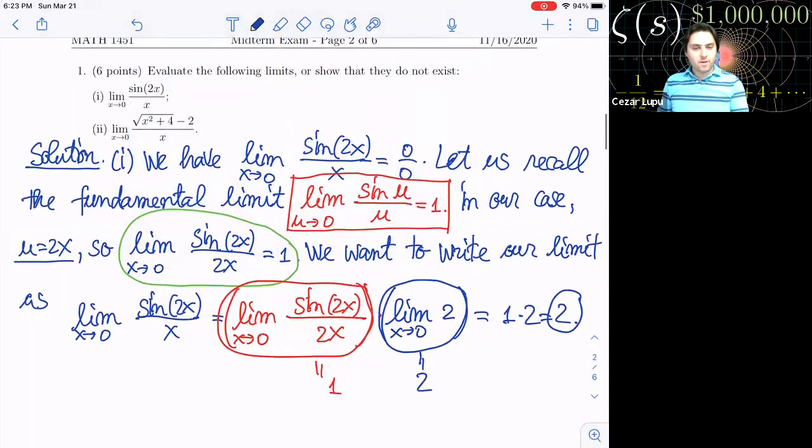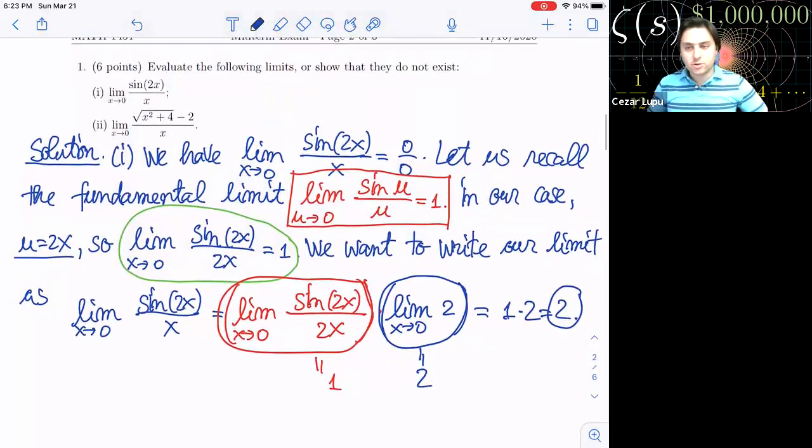Is that clear for everybody what we do? You should expect something similar at the exam. Any questions so far about this one?